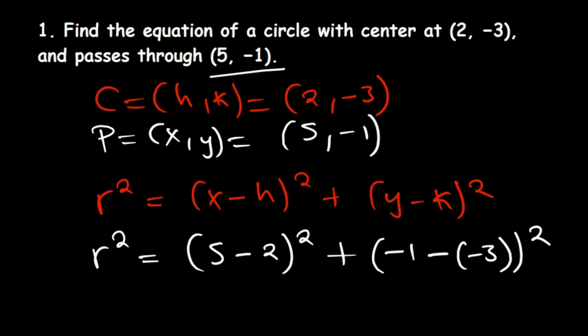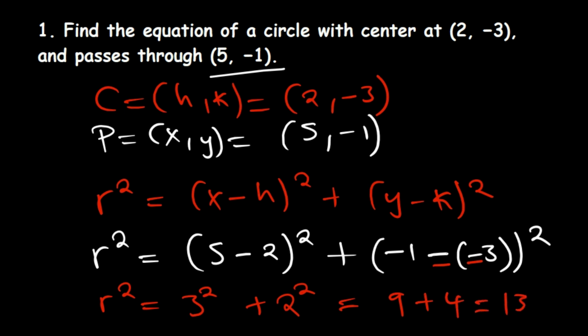So I have to be careful with the signs there. Our r squared becomes 5 minus 2, which is 3 squared. And then negative times negative gives us a positive, so -1 plus 3, that's a 2, so that will be a 2 squared, which of course will be 9 plus 4, which will be 13.